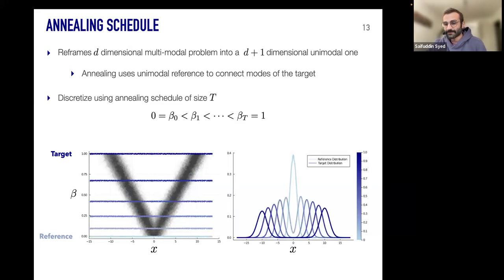In practice, we can't do a continuous interpolation because we have to implement things, so we have to discretize. I'm going to presume for now that we have some discretization of our annealing schedule, which partitions the unit interval, where beta 0 is always going to be 0, and beta capital T is always going to be 1. And we're going to have some sequence of interpolating distributions in between.